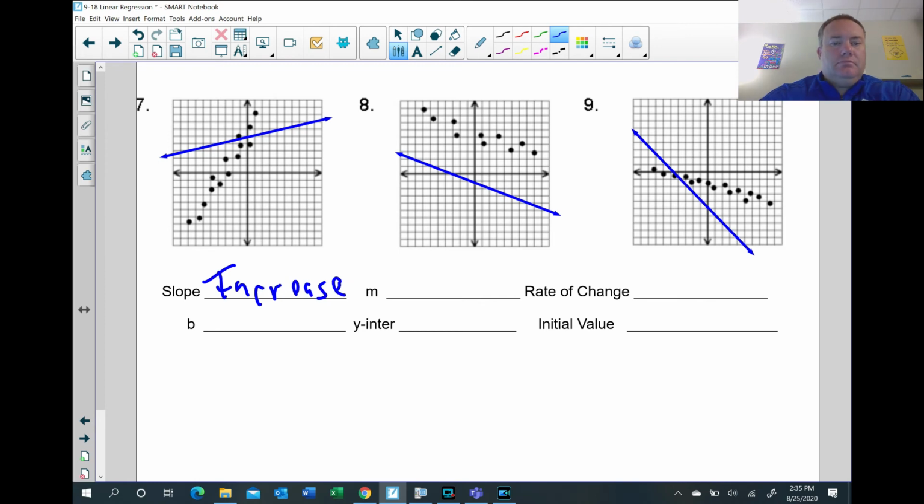Now, if I draw a line of best fit here, I'm going to get something that's going to look a lot like that. If I look at the y-intercept, well, that y-intercept's pretty darn close. So do I really need to change it? No. So no change for the y-intercept. All right, let's look at 8.